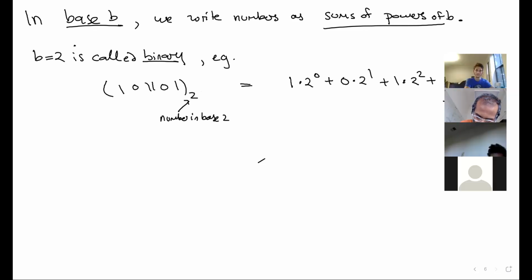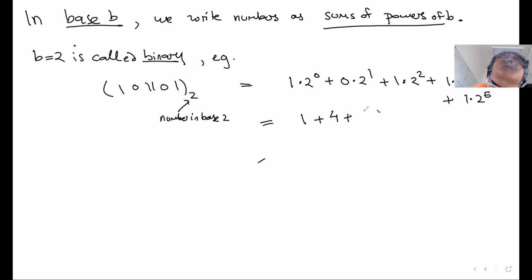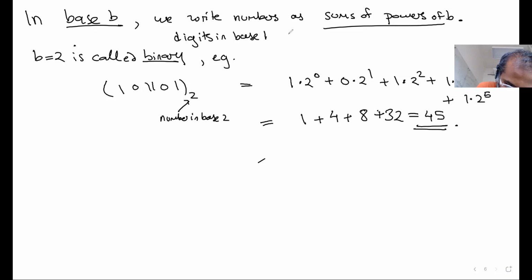Well, in this case, what number is this? Let's just find out. The first term is 1, the second term is 0, the third term is 4, the fourth term is 8, then 8 plus 0 plus 32, which is the number 45. And the digits in base B are the coefficients of the powers of B.